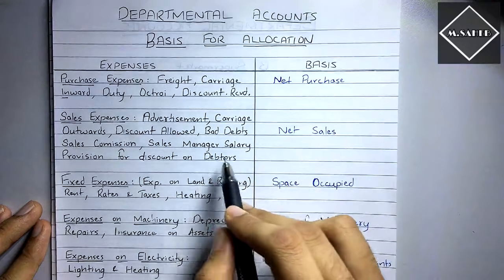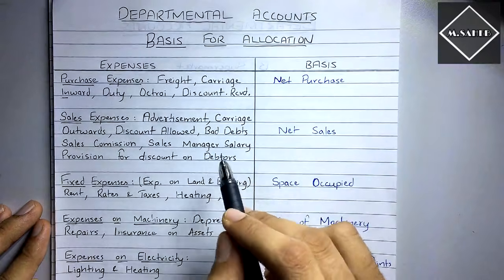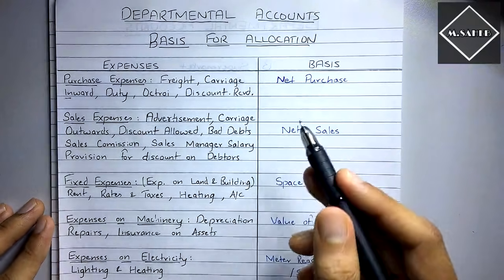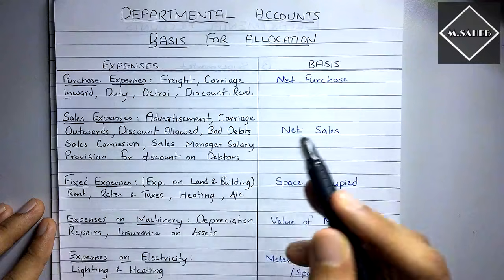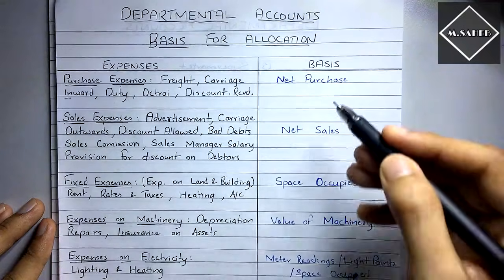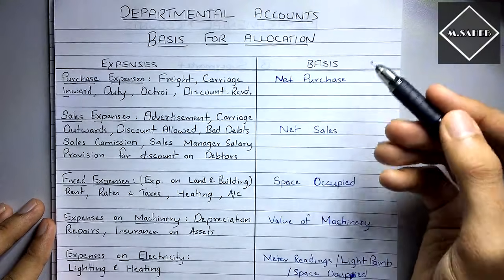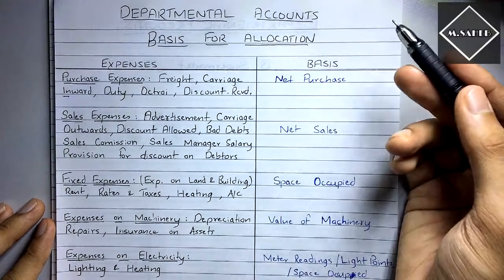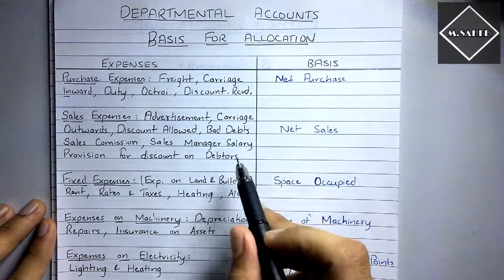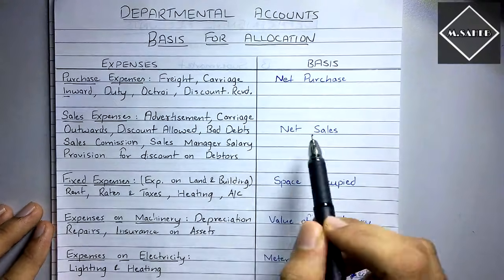Now debtors. Who are debtors? Whenever you sell something to your customers on credit, then they become your debtors, right? So debtors are directly connected with sales. It is not connected with purchases. Whenever you purchase something on credit, then they become your creditors, and here it is debtors. With sales it is debtors. So the connection is with sales.